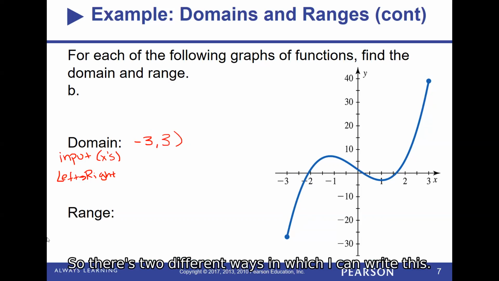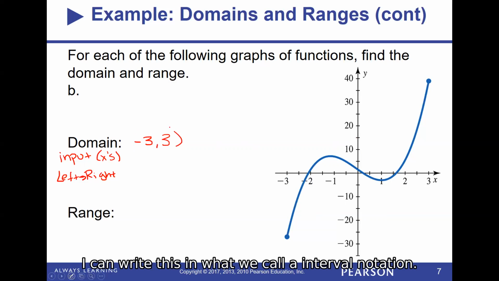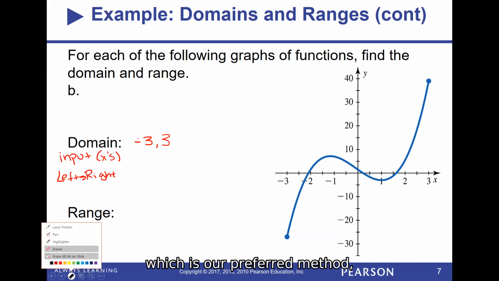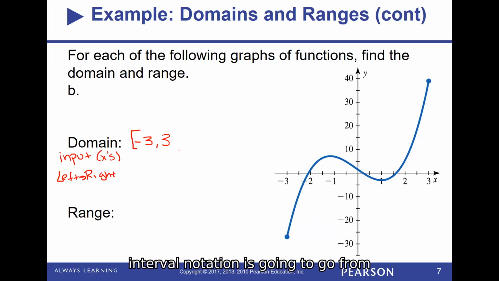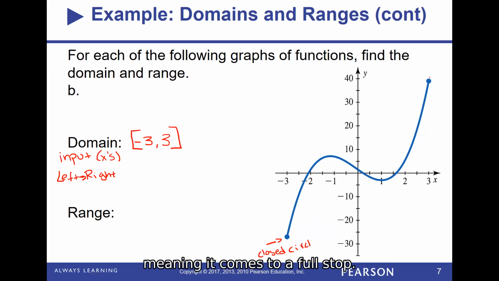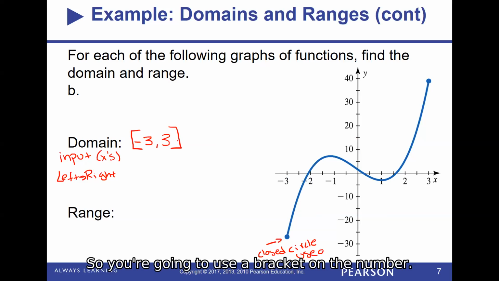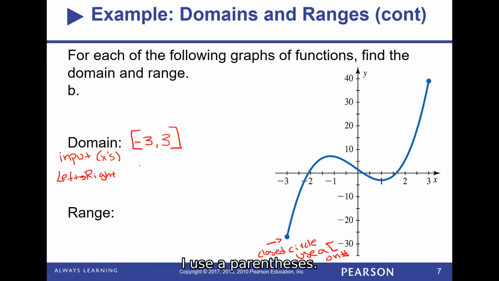Okay, so there's two different ways in which I can write this. I can write this in what we call interval notation. Now with interval notation, which is our preferred method, interval notation is going to go from where did I start and where did I end, because this is continuous, like they have constant flow. Now you'll notice I'm going to put these brackets on left and right side. The reason why I'm using the bracket is because this is a closed circle, meaning it comes to a full stop. So you're going to use a bracket on the number. And the same rule applies over here. Now, if it was an open circle, I'd use a parentheses.